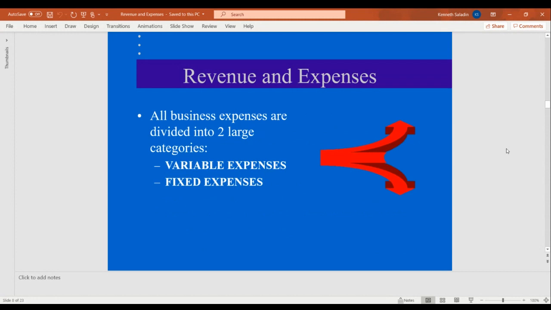Now, we can take all business expenses and we can put them into two very large categories. One category is called variable expenses, and the second category is called fixed expenses. So let's see what the differences are.